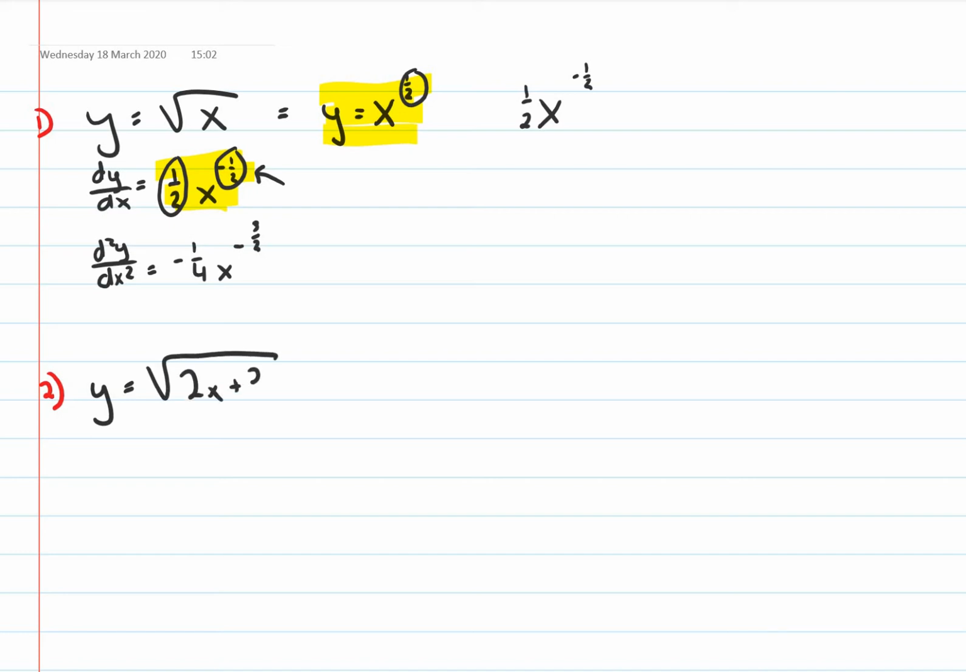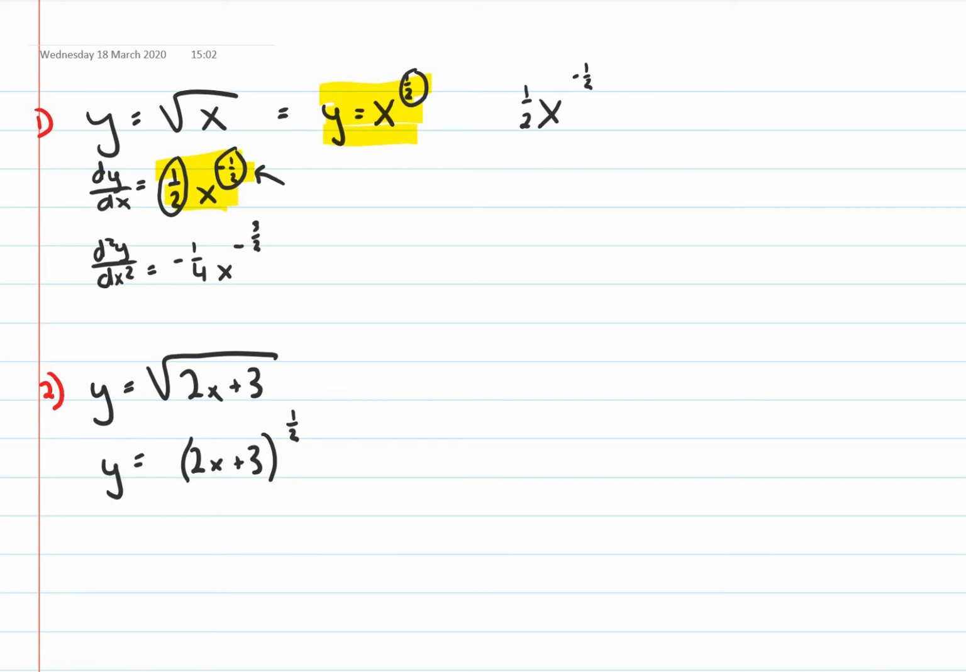y equals the square root of 2x plus 3. Okay, so we need to rewrite it. So y equals brackets 2x plus 3 to the power of a half. Now, the reason I put it in the brackets is that if I don't, that half is just referring to the 3. So when I put it in brackets, it's all to the power of a half.